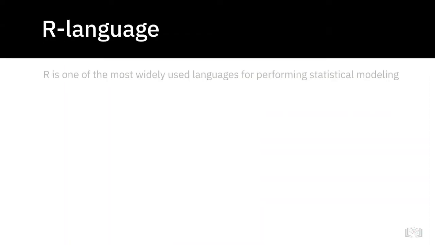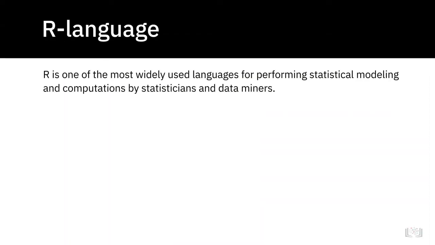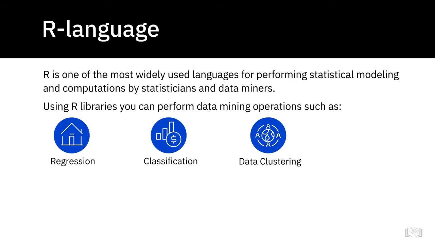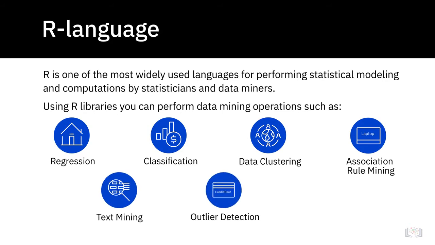R is one of the most widely used languages for performing statistical modeling and computations by statisticians and data miners. R is packaged with hundreds of libraries explicitly built for data mining operations, such as regression, classification, data clustering, association rule mining, text mining, outlier detection, and social network analysis.